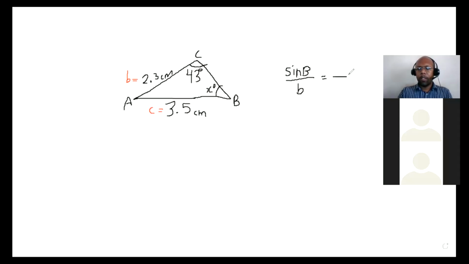And now, this is equal to sine of C over little c. Now, what do we know here? So let's look. Well, we don't know what the B is, so let's just put X there in place of B, because that's an unknown. So we put X there, right? And we know what B is. B is 2.3.